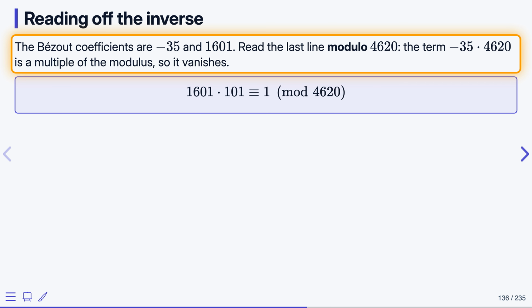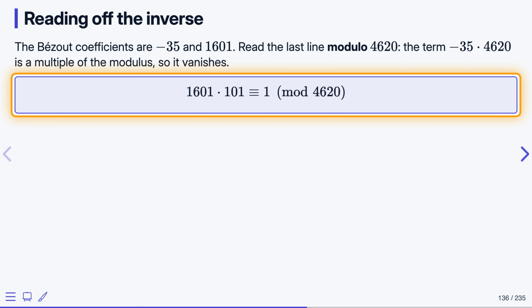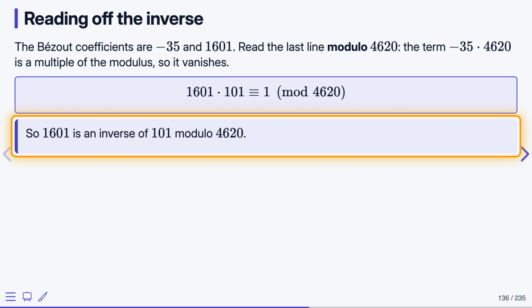Now read off the inverse. The Bezout coefficients are minus 35 and 1601. Take that last line and read it modulo 4620. The first term is minus 35 times the modulus itself, so it vanishes. What is left is 1601 times 101, congruent to 1. That is the definition of an inverse. So 1601 is an inverse of 101, mod 4620.